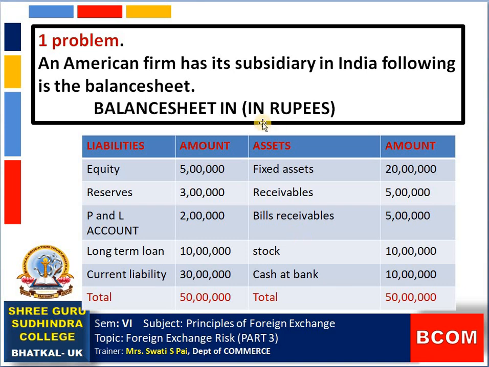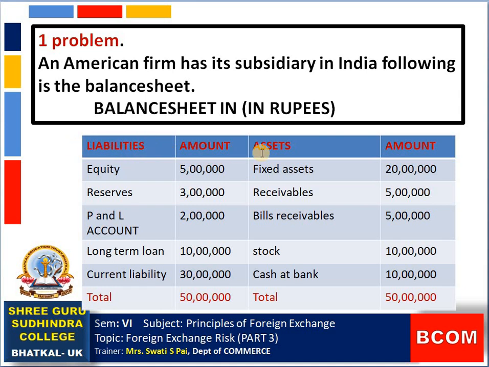See the first problem here. An American firm has its subsidiary in India. Following is the balance sheet. So, an American firm is having its firm in India. That means the American firm is said to be the parent company and the Indian firm is the subsidiary company. So they have given the balance sheet in rupees.